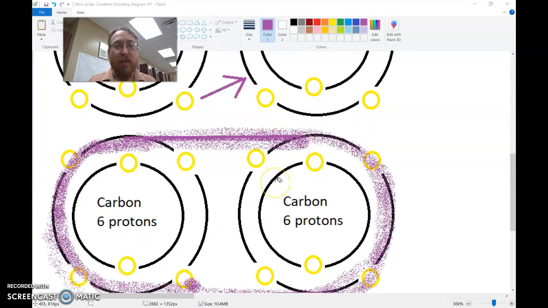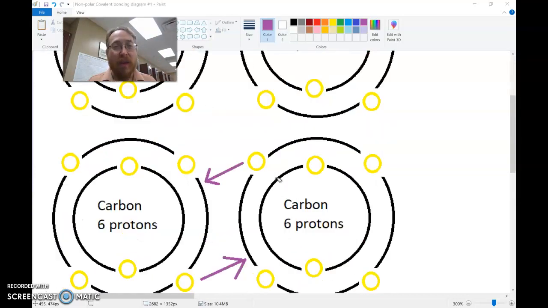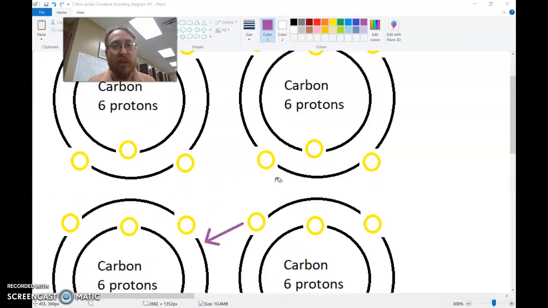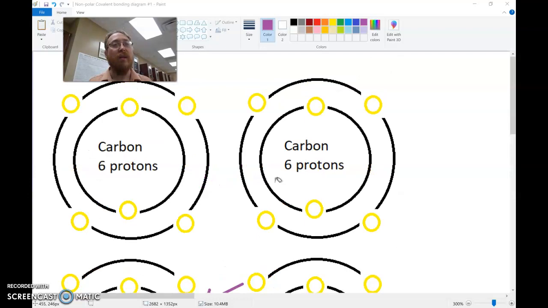So guess what? They do it again, and it resets, and they do it again, and it resets. This exchange of electrons, because both atoms are strong enough to take electrons, is simultaneous, because they have the same electronegativities, and continuous. It keeps going and going and going.